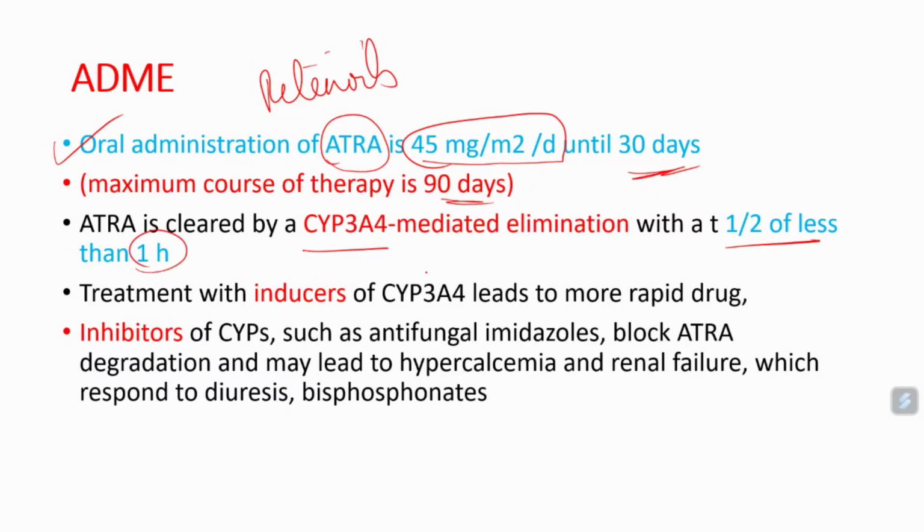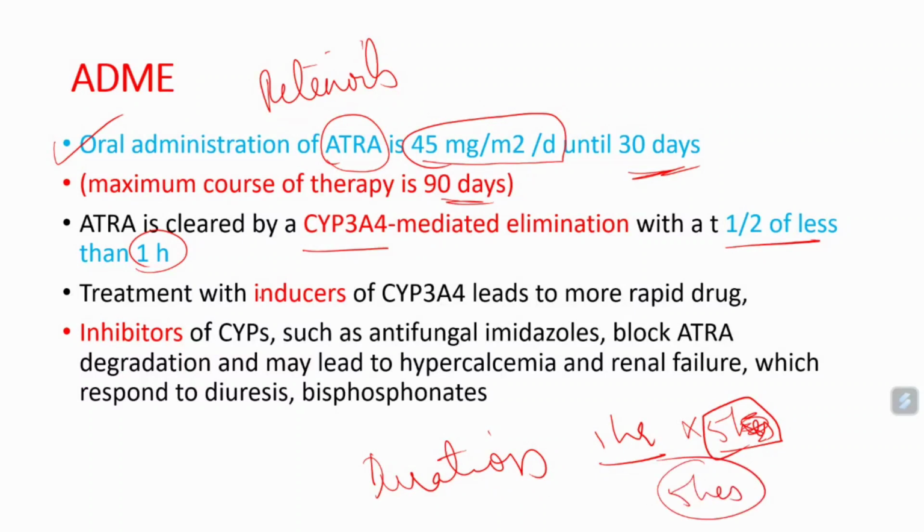So its duration. Do you know how to calculate duration of action? If its half-life is 1 hour, what will be the duration of action? Always remember, the half-life is multiplied by five, and that becomes the duration. So 1 into 5, 5 hours. So 5 hours will be its duration of action. And if the drug's half-life is 3 hours, then its duration of action is 3 into 5, so 15 hours will be the duration of action.